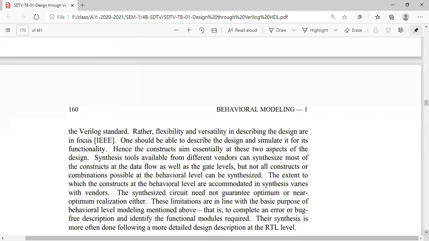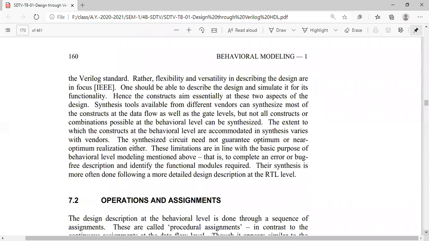So here we always describe the design and simulate it for its functionality only. Really speaking, Verilog HDL coding is very much easier than VHDL if you are able to understand a little bit of C language concepts.